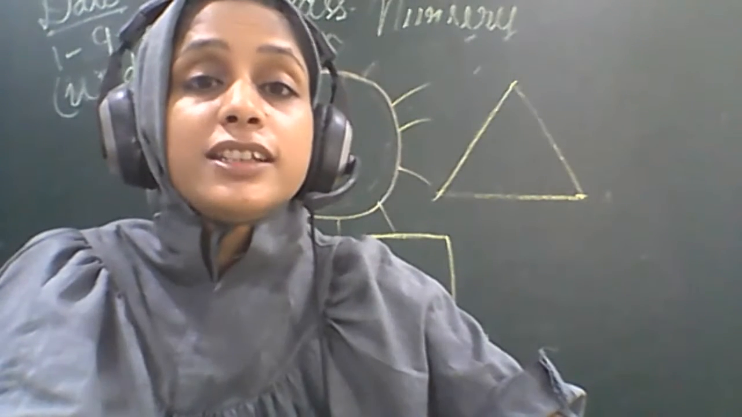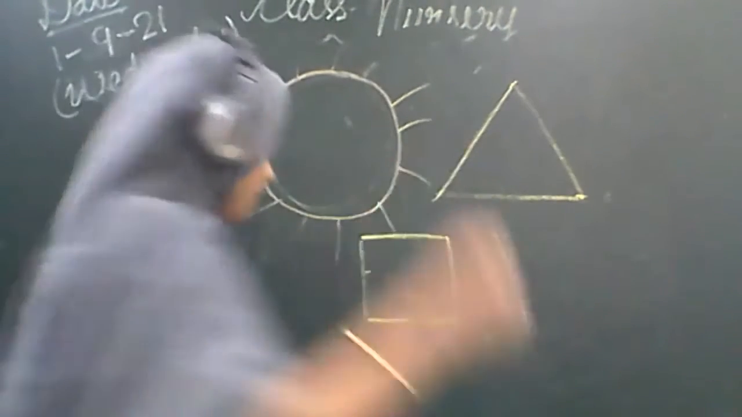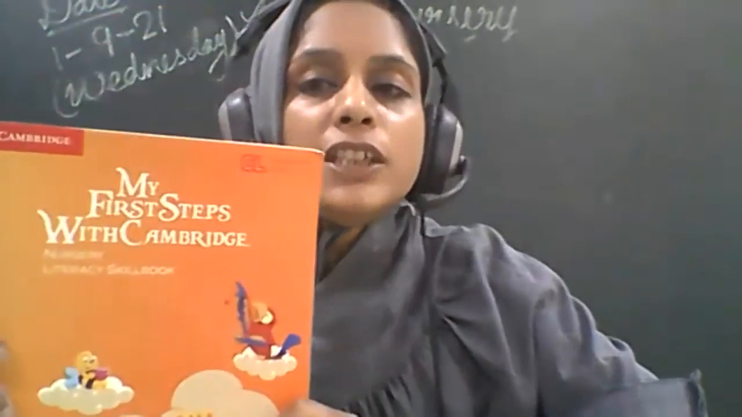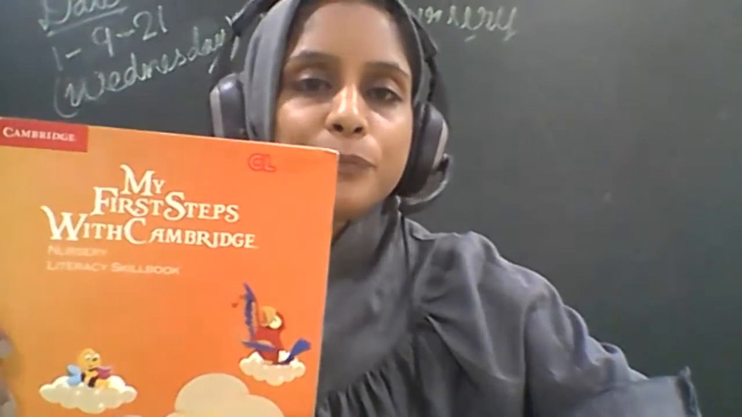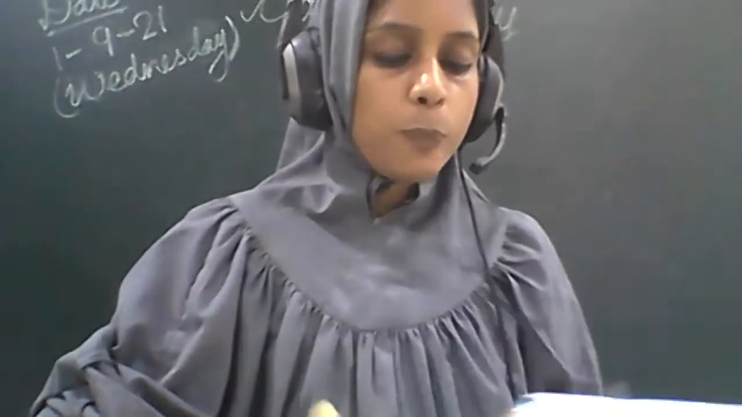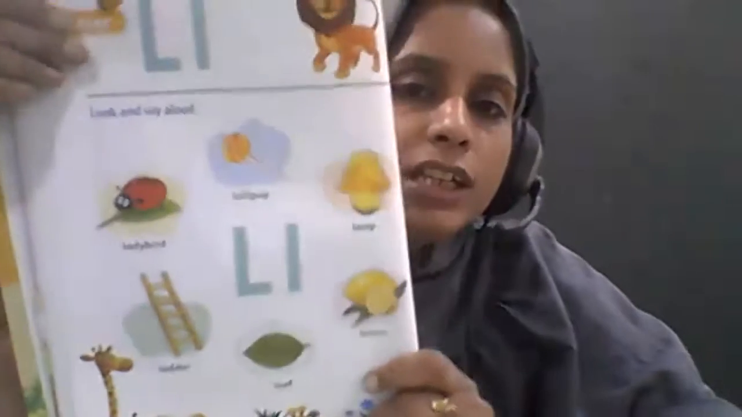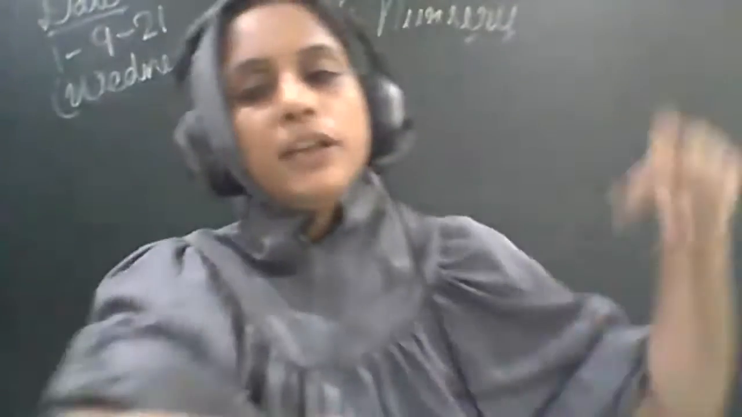All right. Chalo. Now, kids, get your literacy skill book and literacy workbook. Acha, if anyone is not having the book, then you make your child write in the rough copy. Literacy skill book. Open page number 36. In your literacy skill book, page number 36.